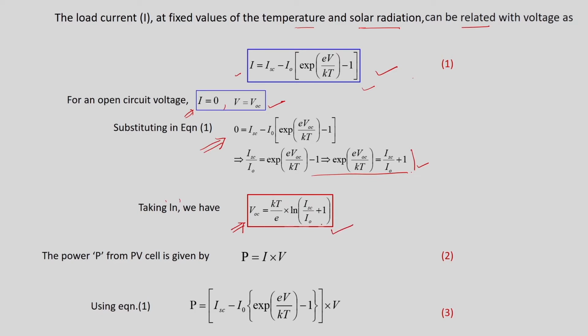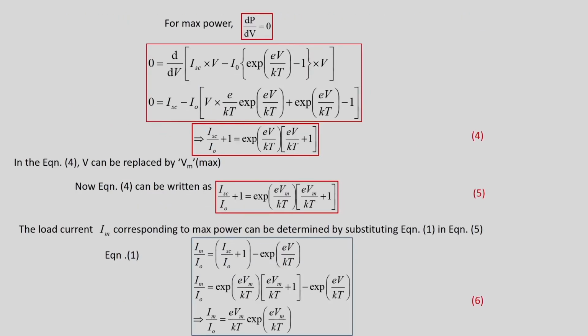Okay. So, by using this expression, we can calculate the open circuit voltage. The power P from a PV cell can be calculated by using P is equal to I into V, which is known to us. So, if we substitute this I from equation 1, then our equation will look like this. So, this equation may be equation 3.